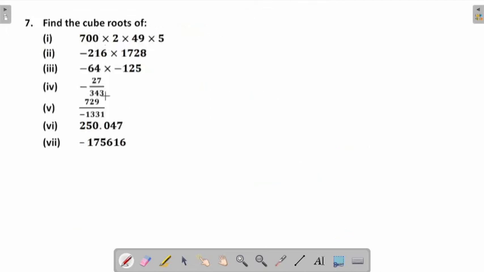Here also you have got similar kinds of sums. You will try all of these by yourself. So, this will be your homework.